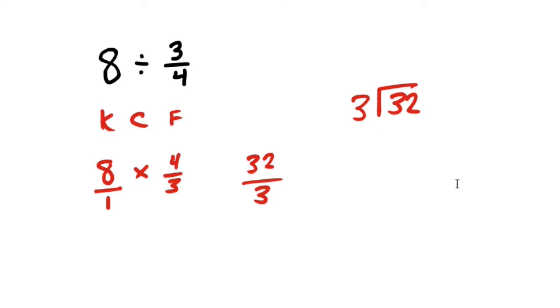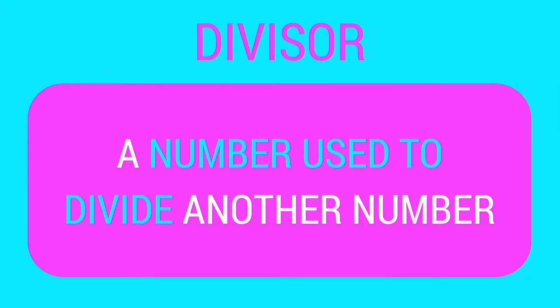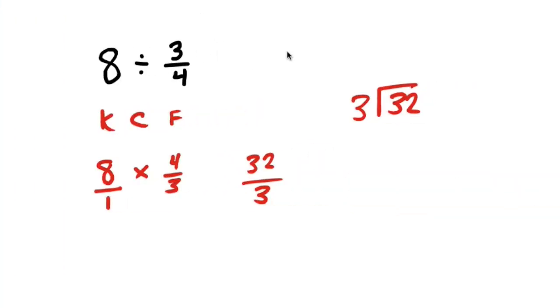The number 3 is called the divisor. Let's look at the definition of the divisor. A divisor is a number used to divide another number. Now that that's out of the way, let's go ahead and divide. 3 goes into 32 10 times with a remainder of 2. So we have an answer of 10 and 2/3. Very good. Let's move on to one more example.